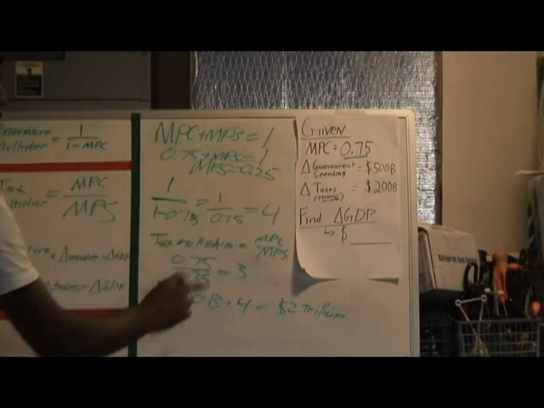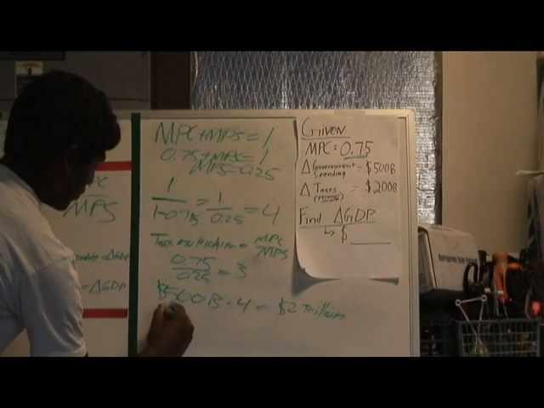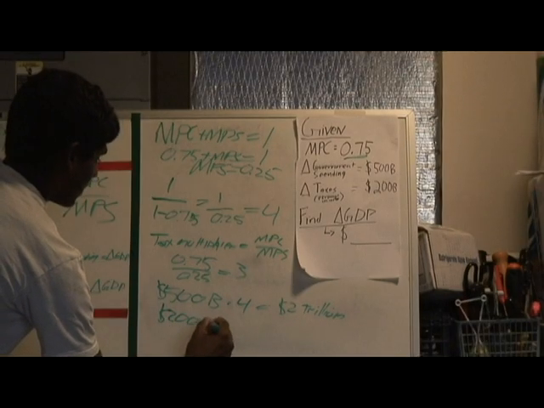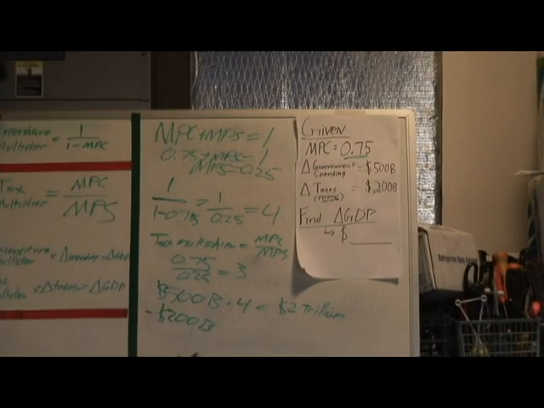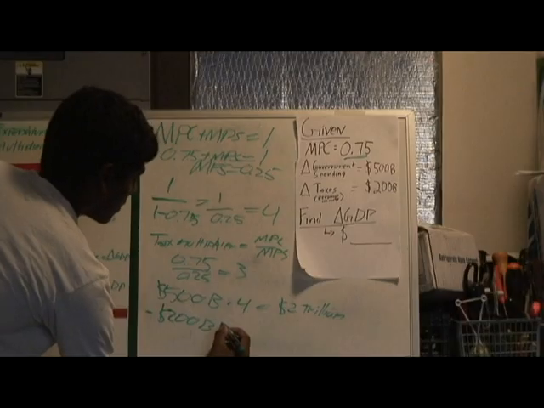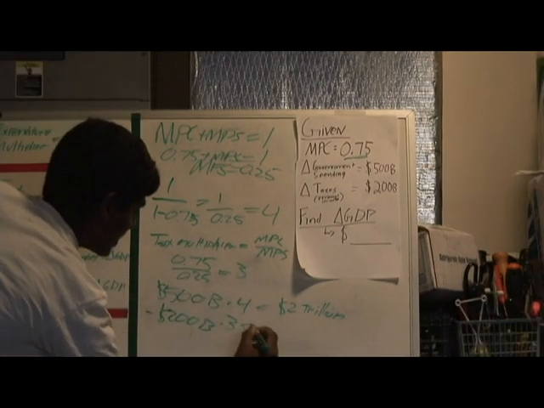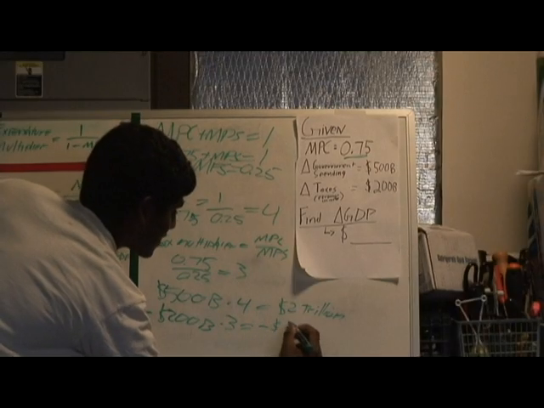Now taxes. Taxes went up by 200 billion, so people have less spending money. So 200 billion, and we're going to put a negative there because the taxes went up. And now we're going to multiply this by our tax multiplier, which is 3. Times 3 equals negative 600 billion.